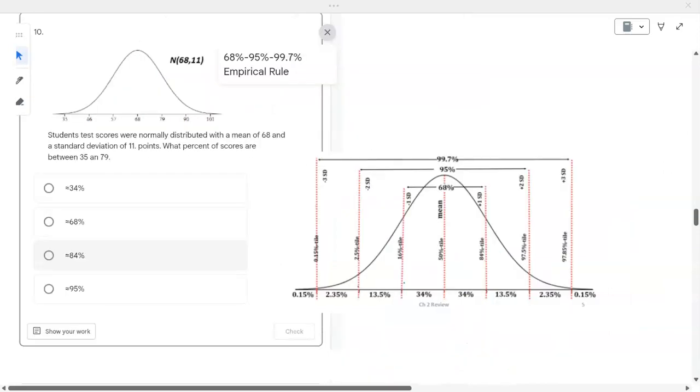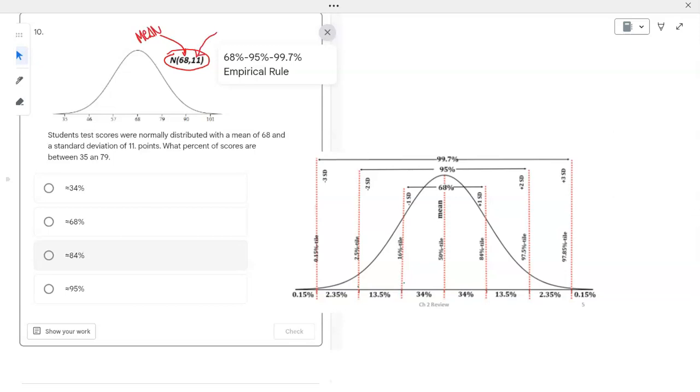Okay, student test scores, so it's the same distribution. So when you see this notation, remember, that's telling you that's the mean 68, and this is your standard deviation. Okay, what percent of scores would run between 35, that's -1, -2, that's -3 standard deviations. Okay, that's right here. All the way up to 79, which is 1 standard deviation. So I am finding this area.